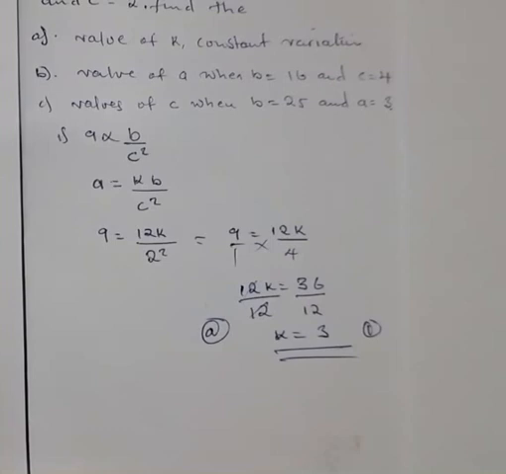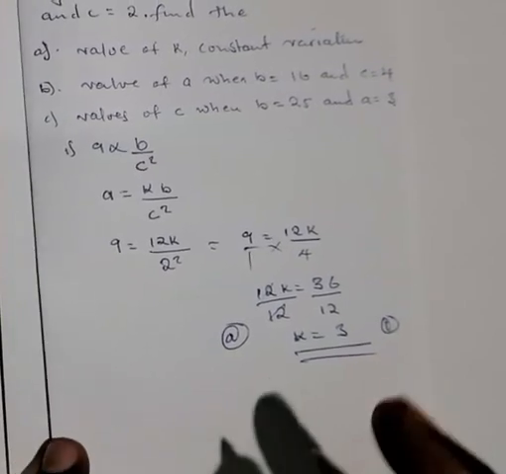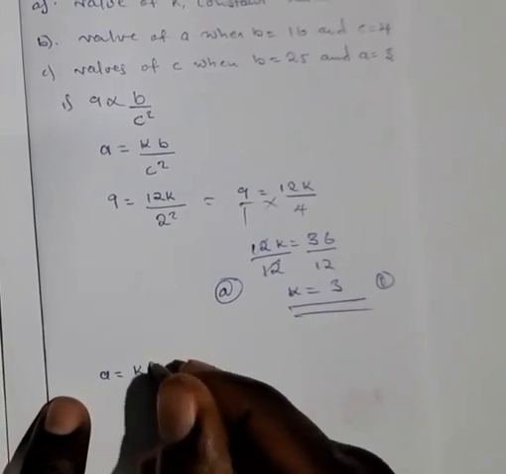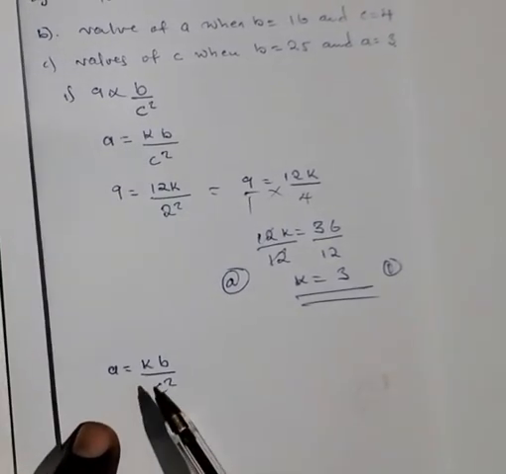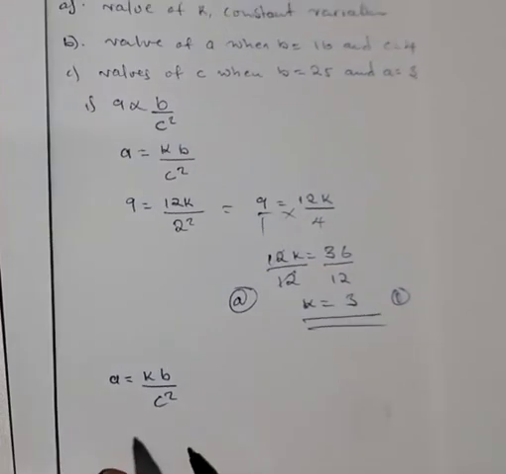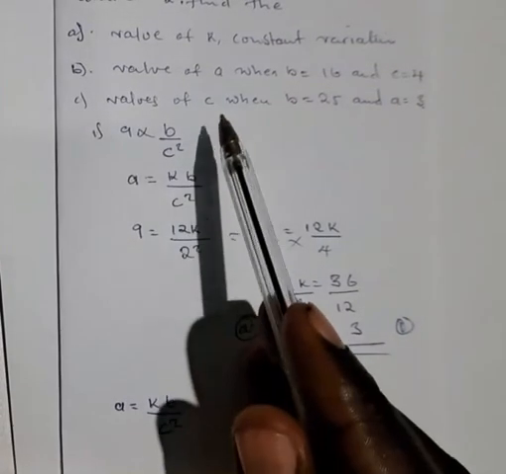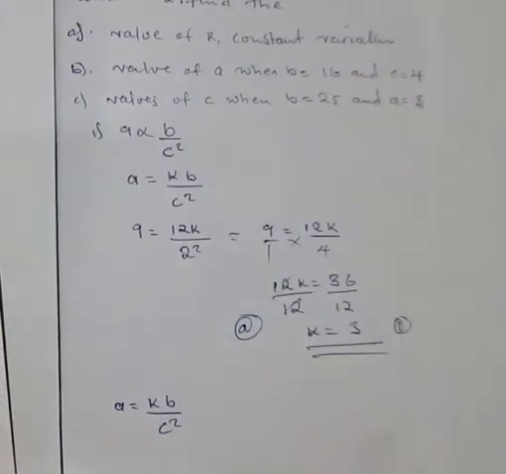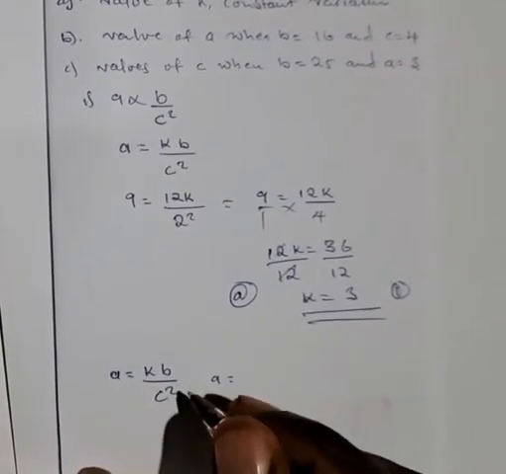For B, they're saying find the value of A when B is 16 and C is 4. Now here, remember, we said A is equal to KB over C squared, right? So now, in our case, we will be replacing K each time we solve from henceforth. So they are saying find the value of A when B is equal to 16 and C is equal to 4. Okay, let's see. So this time around, we're not going to leave K.